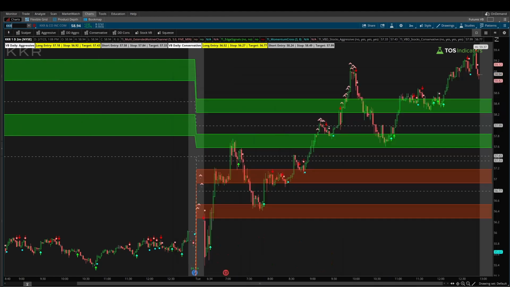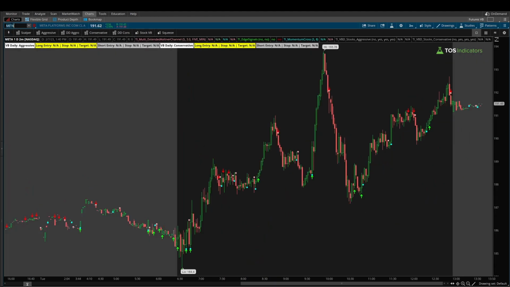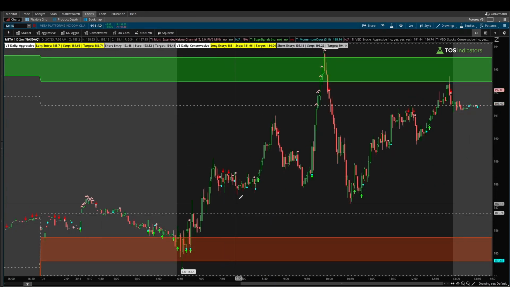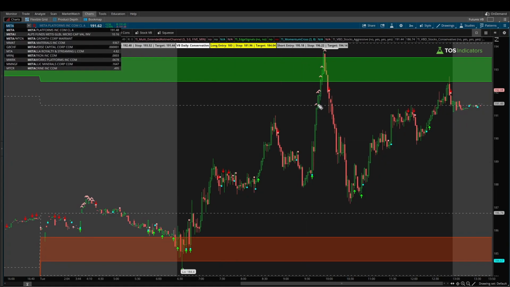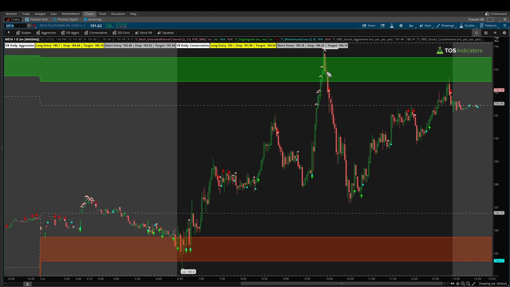Next up on the list, Meta. Meta has had a good deal of volatility post its earnings phase here, and we can see how that volatility translated today. In the 9 to 10 a.m. hour, we had a nice pump up. That's where Meta hits our live scanner. Plenty of Keltner channel wedges. We get the edge signal along with the momentum cross.